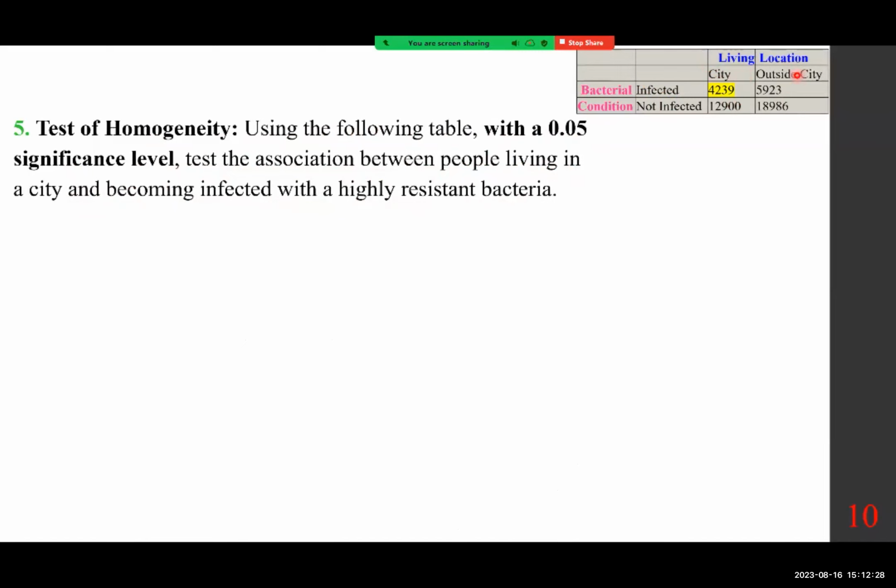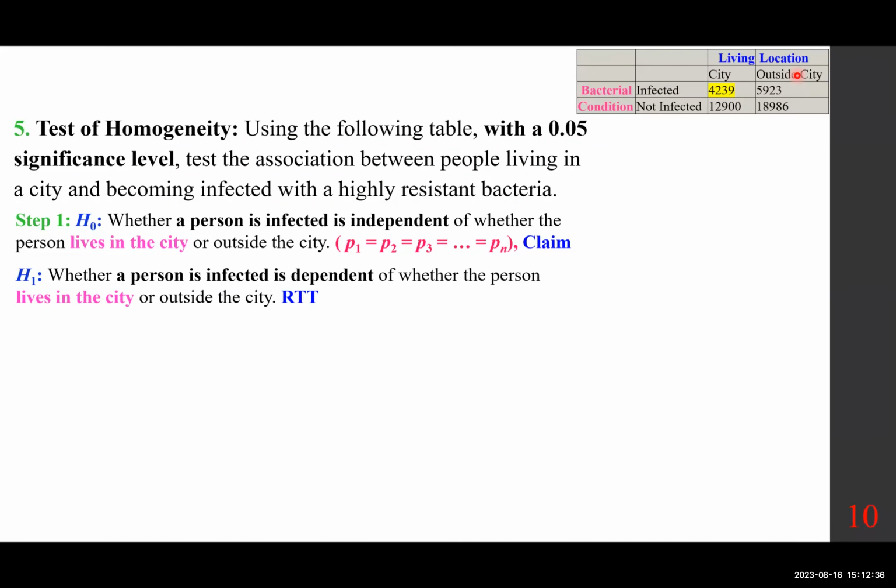So again, you can put it into an Excel file. You can put it into a TI. You can put it in some sort of technology and do the math online. But first, let's start with the first step. H0: whether a person is infected is independent of whether the person lives in the city or outside the city, or P1 equals P2, P3, all the way to P7. That would be the claim. H1: whether a person is infected is dependent on whether the person lives in the city or outside the city.